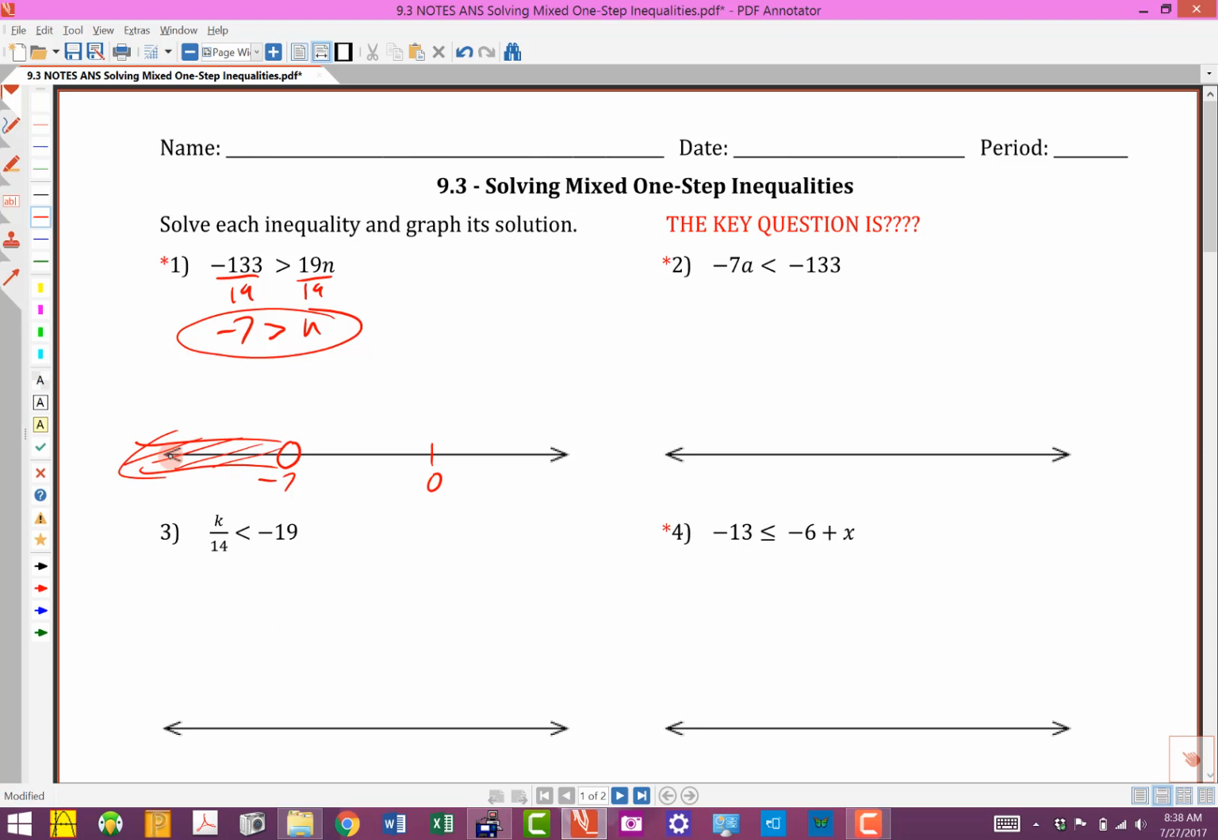Okay, let's take a look at number 2. We're going to get the a by itself by dividing by negative 7. Again, that's not the terribly important thing here. We're just going to go through and we're going to cancel those.